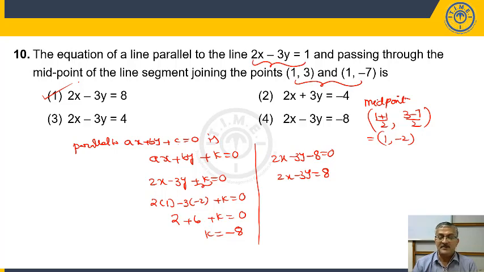Okay. So the equation of a line parallel to ax plus by plus c is equal to 0 is ax plus by plus k is equal to 0.